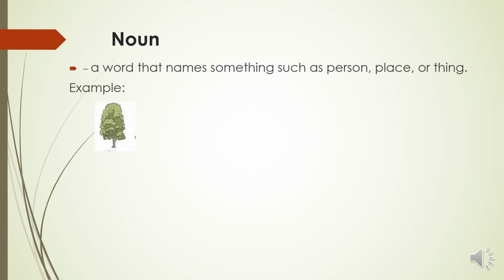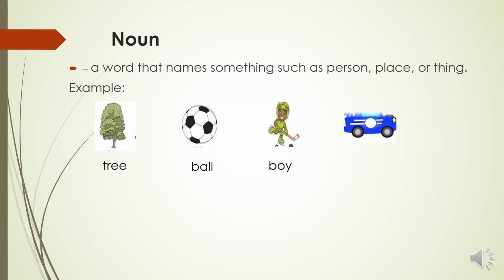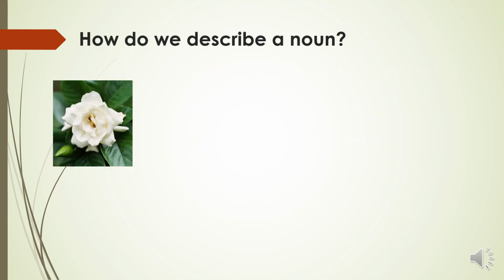For example, a tree, ball, boy, and car. How do we describe a noun? I have here a flower. Let us describe the flower. A fragrant flower. The encircled word is fragrant. It is an example of an adjective.